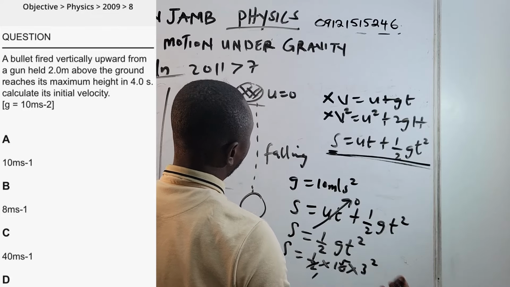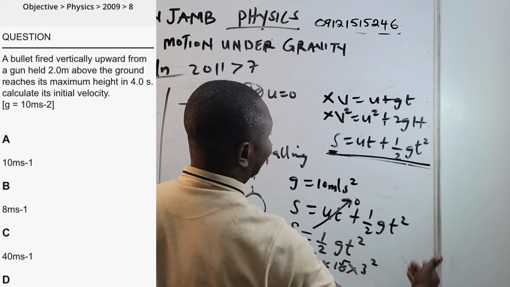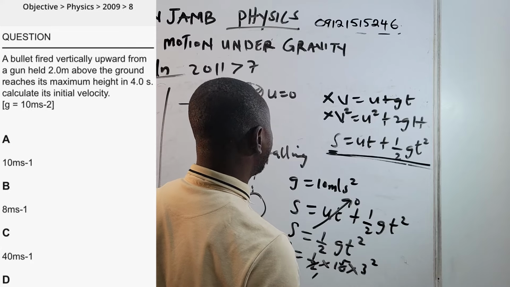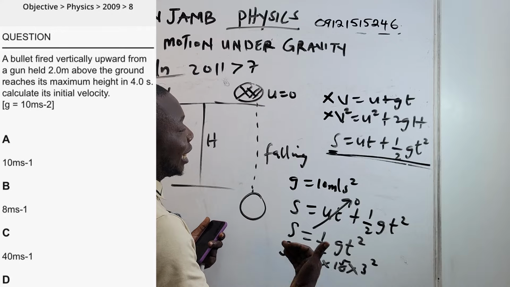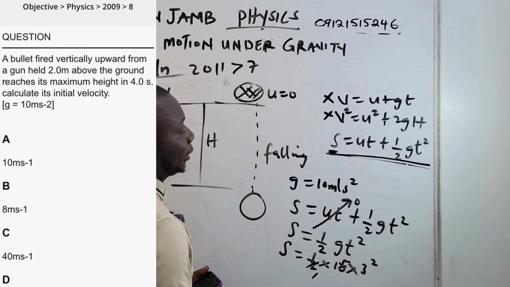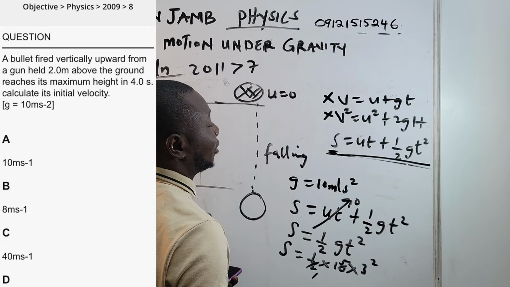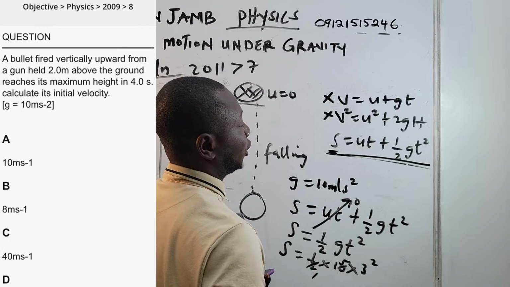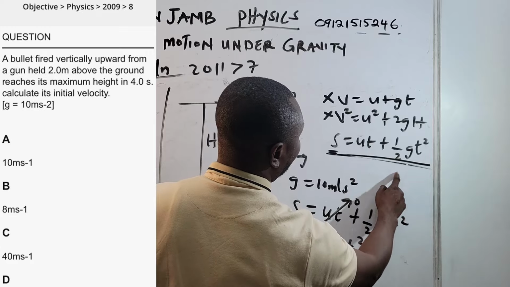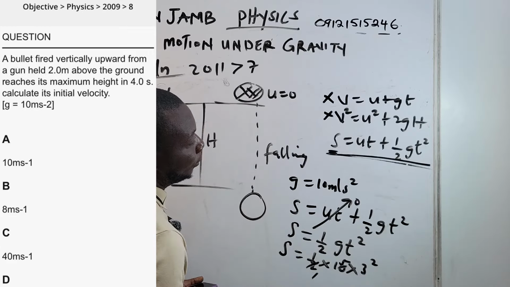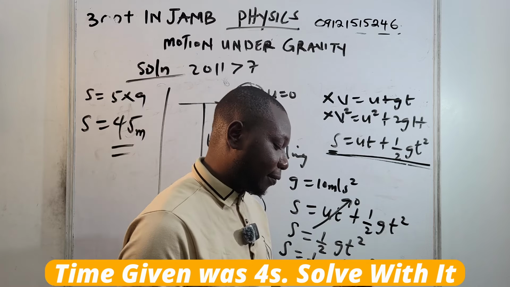Mind you, if you are close to the Earth, the higher the gravity. But when you are far away from the Earth, the lesser the gravity. That's why an object has more weight below, near the Earth. Above the Earth, the object becomes more weightless because the gravity value is very negligible. So UT is 0, so you have 1/2 GT squared. So our distance is 45 meters.